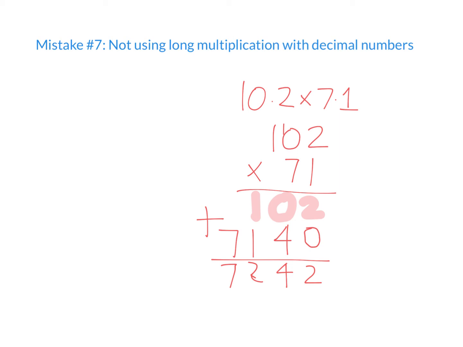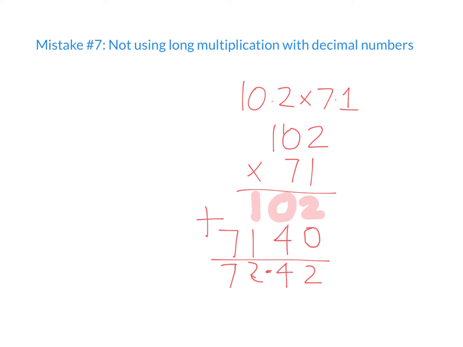Now we decide how many decimal places are needed in our answer. So the question had 2 digits after the decimal point. So our answer has to have 2 digits after the decimal point, and it goes there. So the final answer is 72.42.